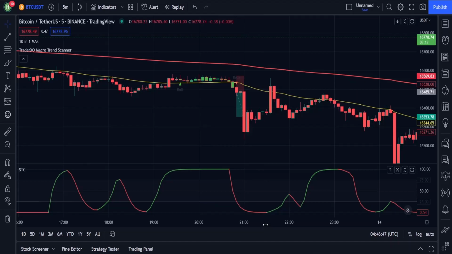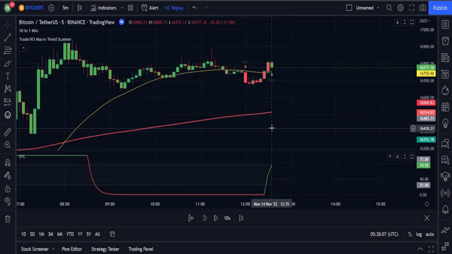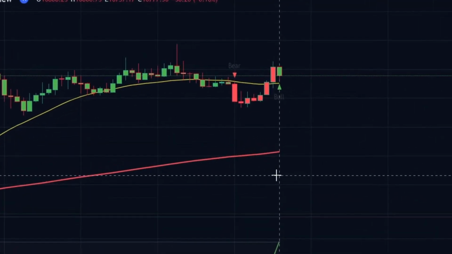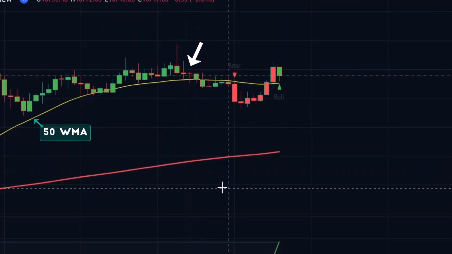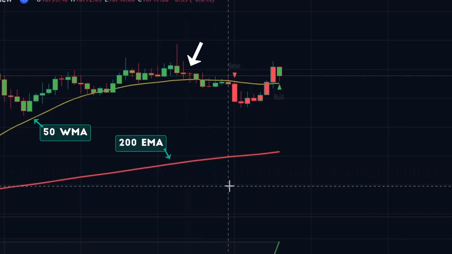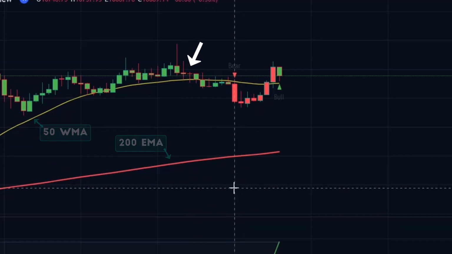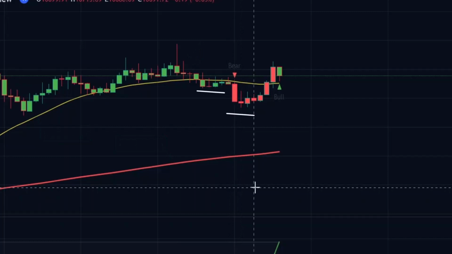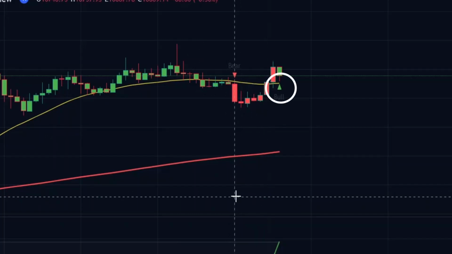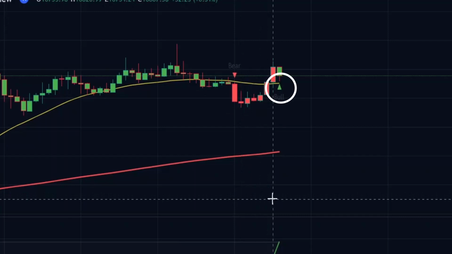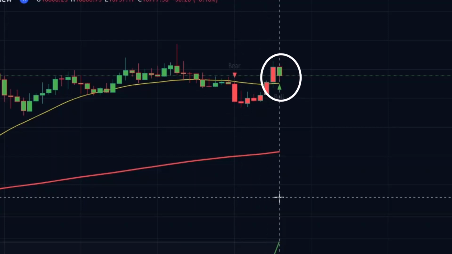Now, let's go through the rules for entering a buy trade for this strategy. First, the price action needs to be moving above the moving averages. Second, the 50 WMA must be above the 200 EMA, exactly opposite to the sell trade. Third, the market needs to pull back into the 50 WMA. Fourth, the Trader XO indicator needs to print a new buy signal, and the candlestick must be closed above the 50 WMA, and it also needs to be bullish.